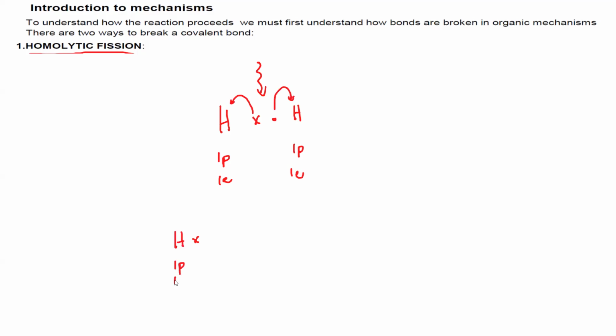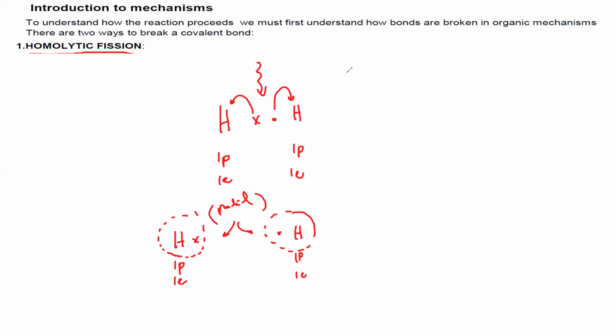This hydrogen has one proton and one electron. This hydrogen also has one proton and one electron. So what should be the net charge? There is no charge on them because they have an equal number of protons and electrons. But because they contain an unpaired electron, whenever an unpaired electron is present on an atom or group of atoms, we call them a radical. So I will call this a hydrogen radical.